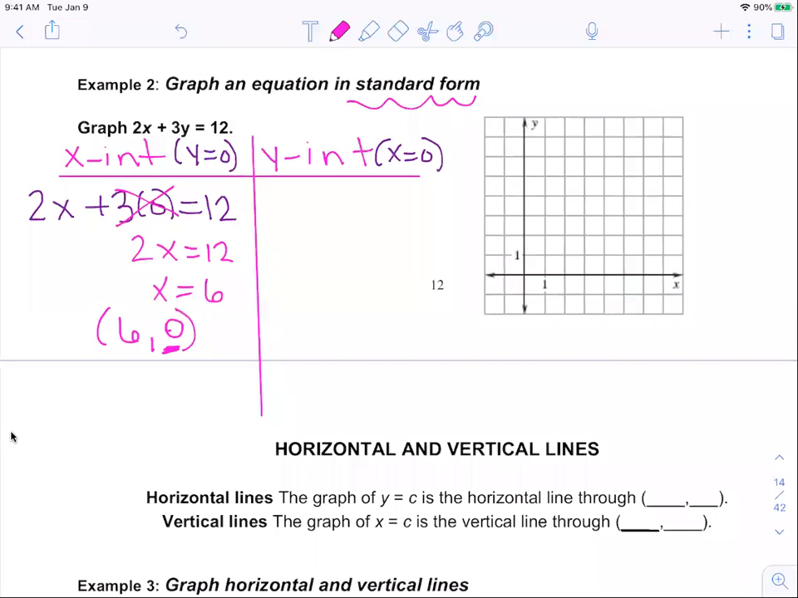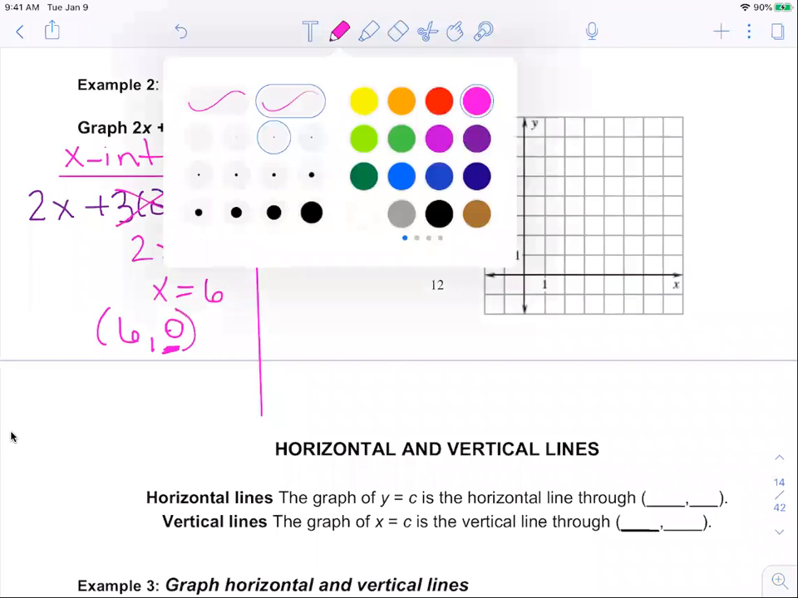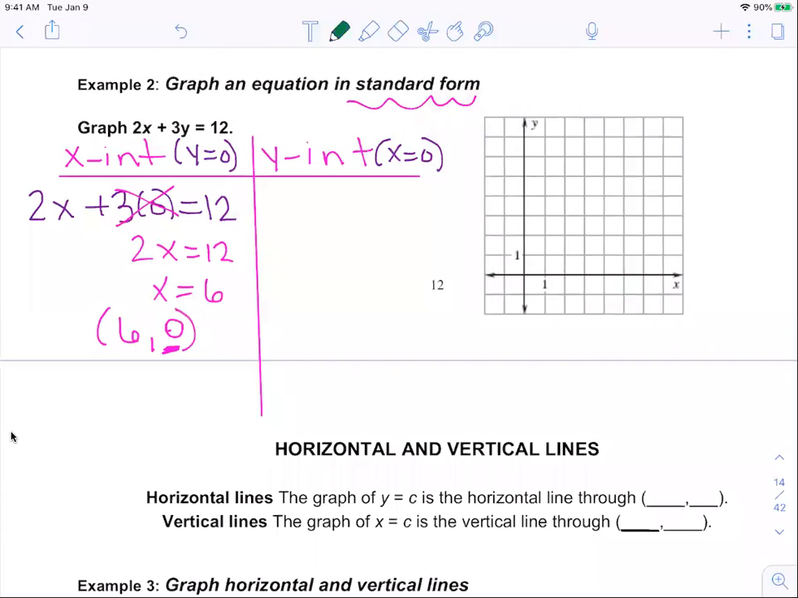So if I do the same thing with the one right next door, I want to get the y-intercept, so that means I'm letting x equal 0, and I want to get y. Leah, what would the y value be here?